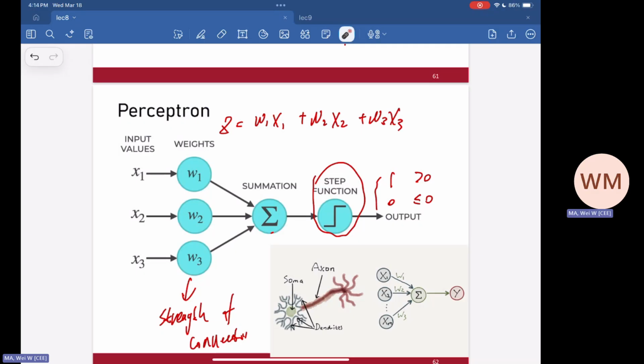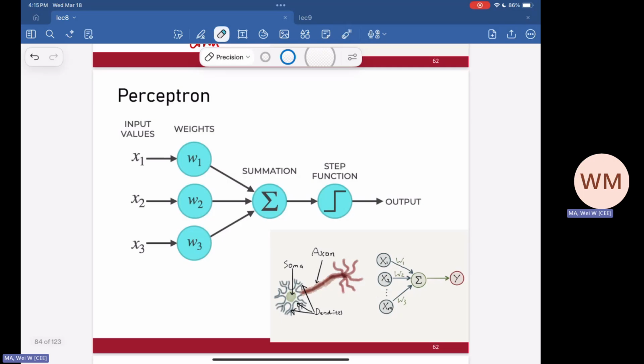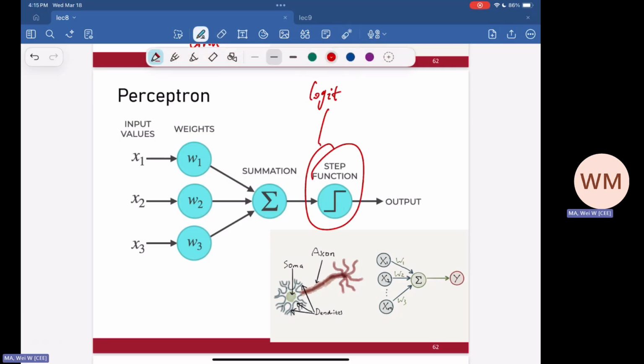From this definition, you can also notice what this is used for. It is used for binary classification. The 0, 1 is used for binary classification. You might also notice that this is very similar to logistic regression. If I change this to the logit function, this becomes logistic regression. If I use the logit function as a step function, then it's no longer a perceptron. This is logistic regression. So you can see that they are quite similar.